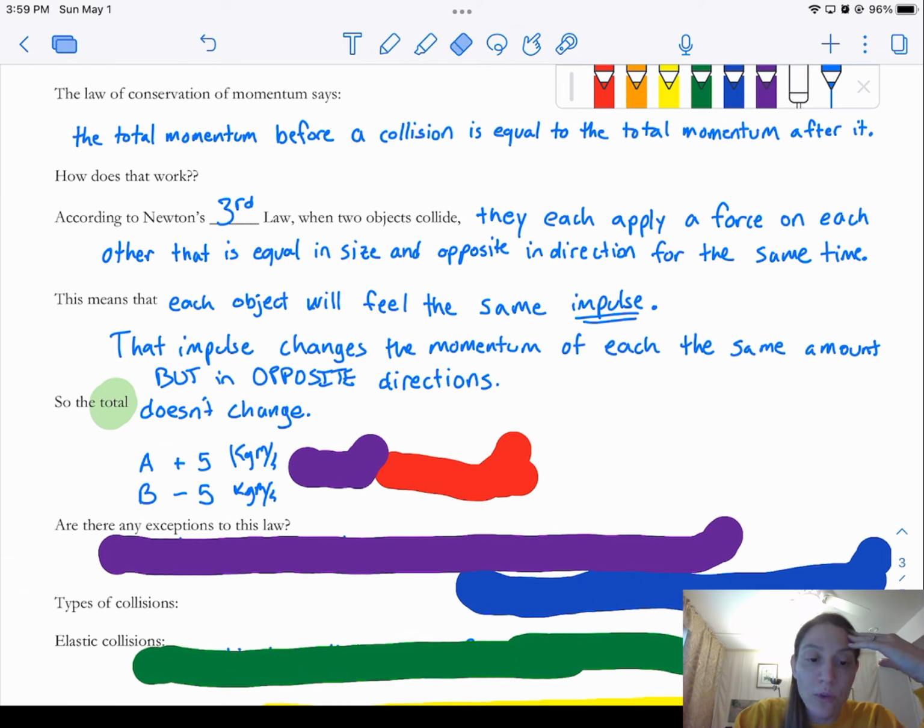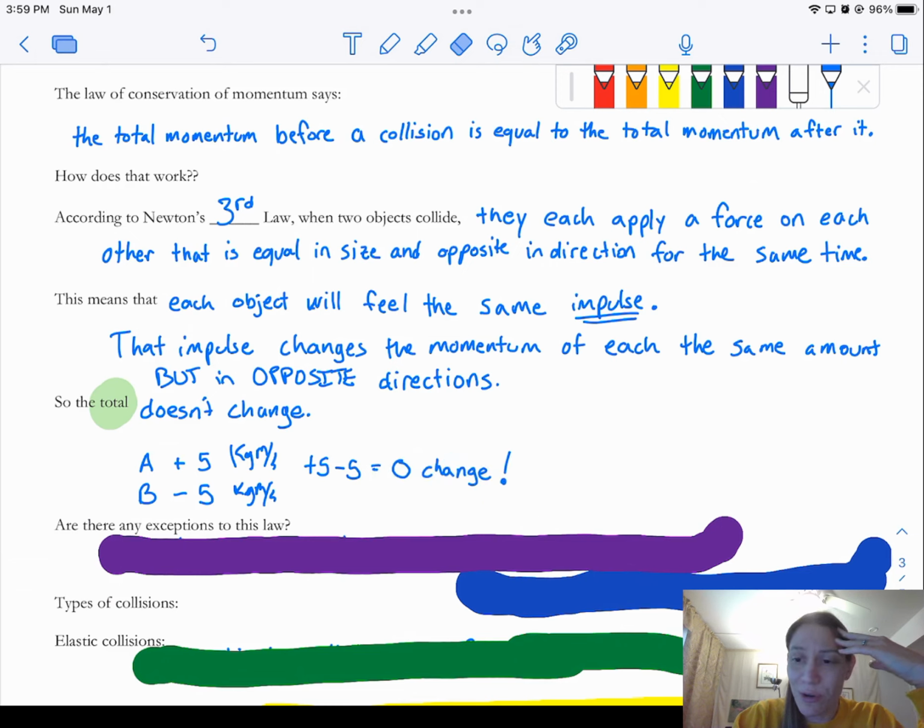And as a result, when we add those together, +5 minus 5, any guesses to what that means? Oh, why, yes, it's 0. 0 change. There's no change. So we're not going to have any change in the total. Now, both objects are experiencing a change. Individually, they're experiencing a change, but together, there's no change overall.